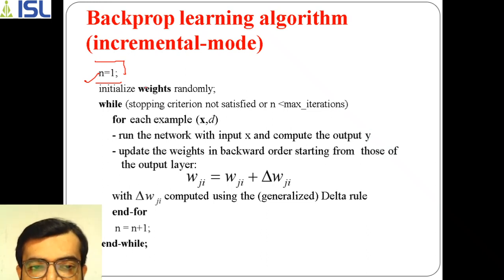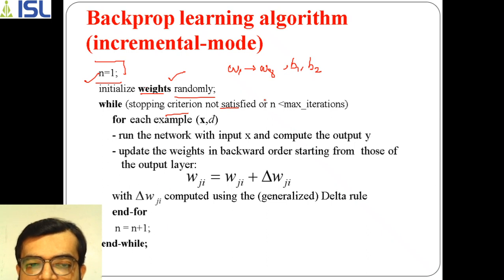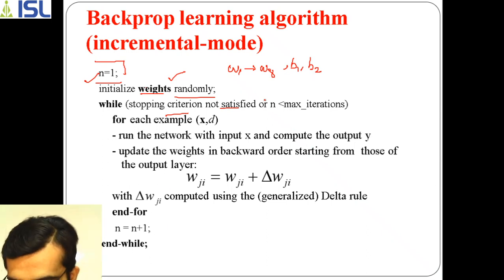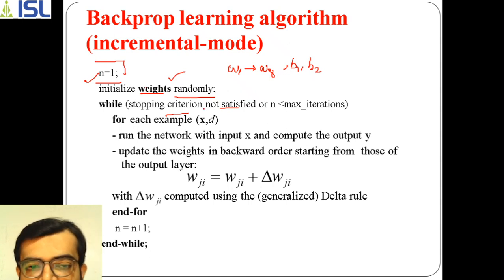Here we have to initialize the weights randomly, whatever weights we have taken. For the example I have taken, W1 to W8 and also B1 and B2. So we initialize the weights randomly, and then repeat, that means the while condition repeats until the stopping criteria is satisfied. I said what that stopping criteria is: the squared error value should become 0. Up to that, this while condition needs to execute.